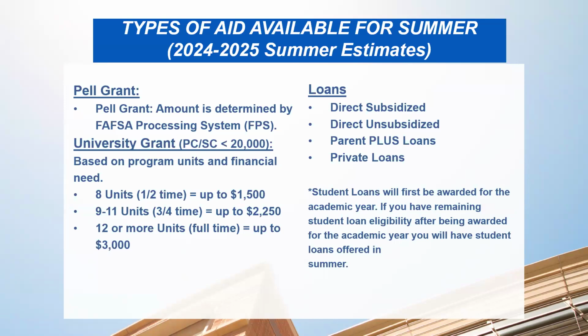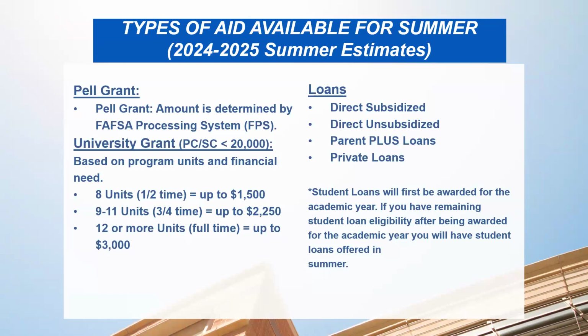And the university grant funding is awarded to students who have a parent contribution or student contribution that is less than $20,000. And it's also based on the program units and the financial need. So if you are enrolled in 8 units for your program, based on this past summer, you would have received up to $1,500. 9 to 11 units, you would have received up to $2,250. And if you're full-time, which is 12 units or more, you can receive up to $3,000.